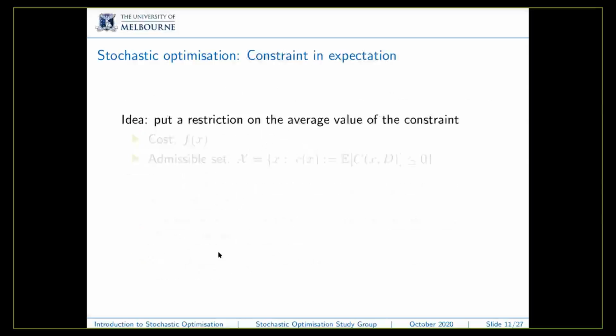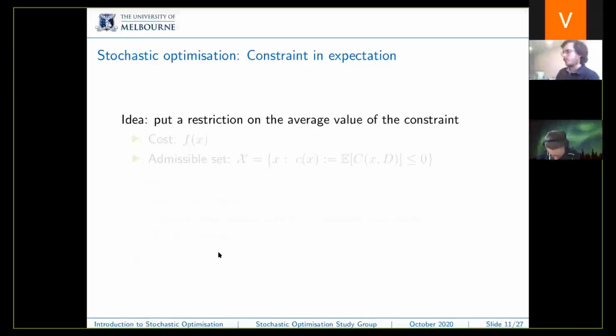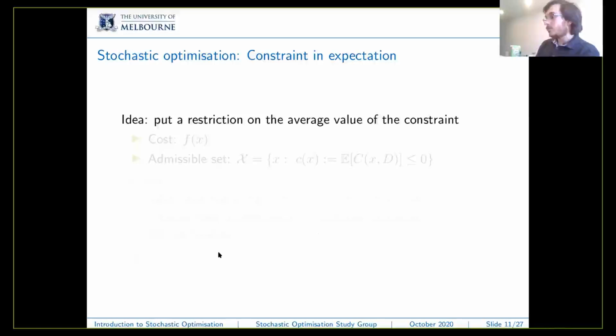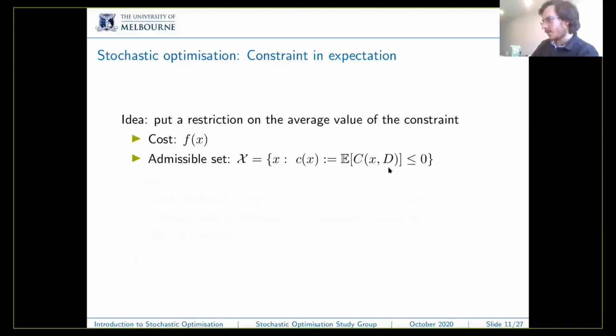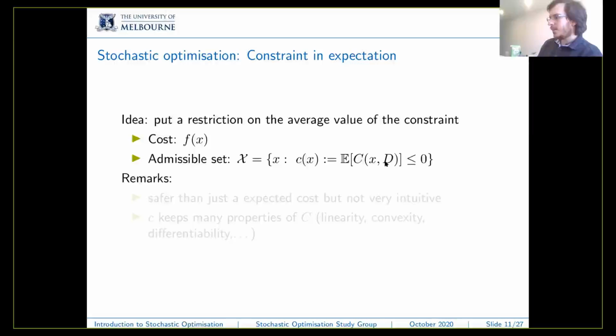You can do the same basically for the constraints. So here the idea would be to put a constraint in expectation. So you put a restriction on the average value of the constraint. We don't really care about the cost here. I mean, we care, but we don't specify it. And the admissible set here will be the average constraint with respect to the uncertainty, to random variability.